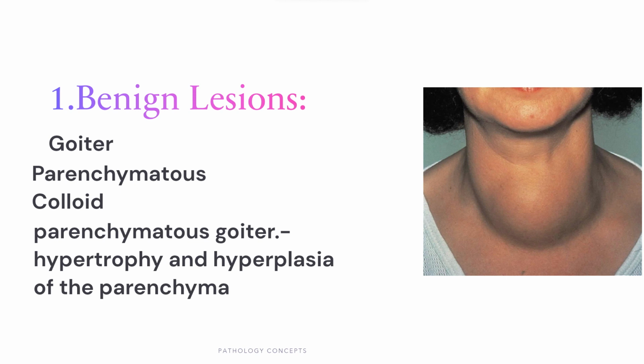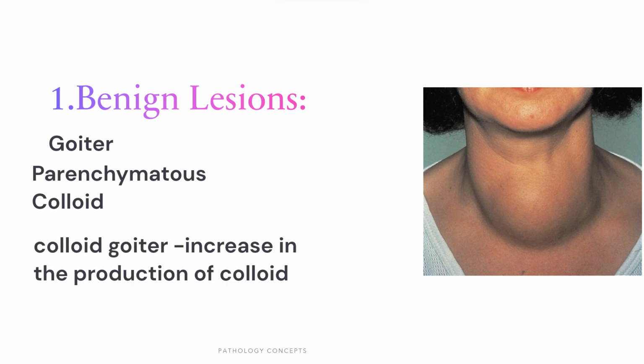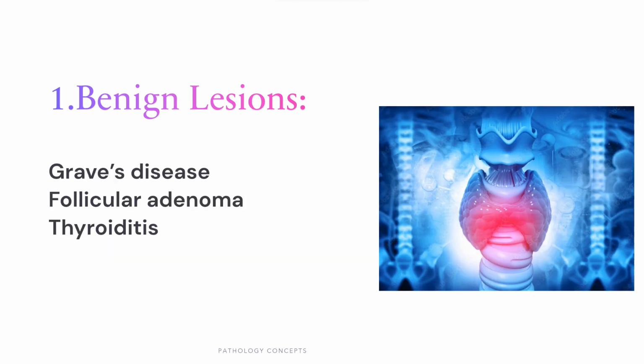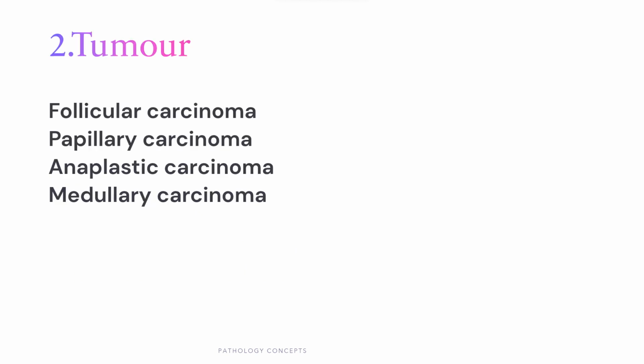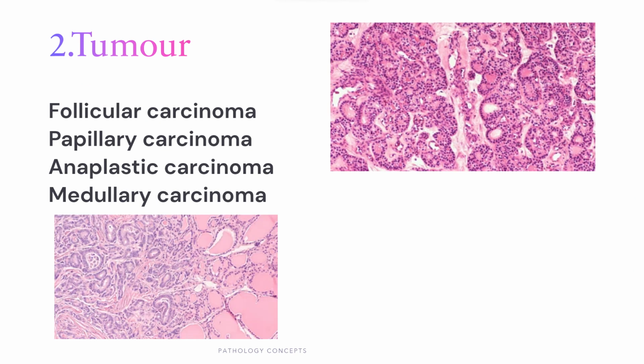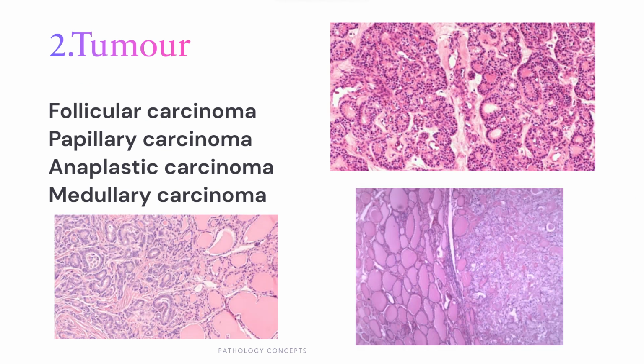In parenchymatous goiter, the enlargement of the thyroid is because of hypertrophy and hyperplasia of the parenchyma, and in colloid goiter there is an enlargement of the gland because of excessive production of colloid within the thyroid follicles. Other lesions are Graves' disease, follicular adenoma and thyroiditis. Various tumors associated with the thyroid gland are follicular carcinoma, papillary carcinoma, anaplastic carcinoma and medullary carcinoma.